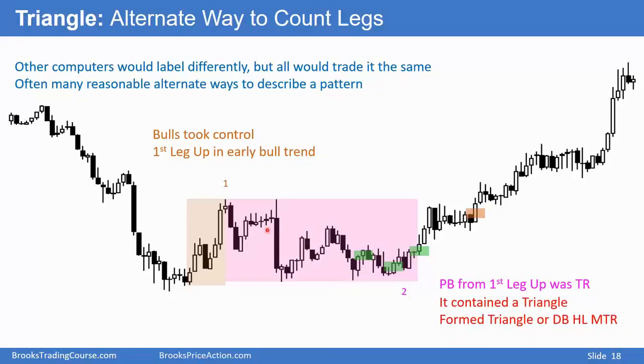If you want, you can call it a triangle, or you can call it a higher low major trend reversal here, or a double bottom higher low major trend reversal. Some bulls will buy above here for a higher low major trend reversal. Bear trend, strong bull breakout, 2 legs down to a higher low, micro double bottom, down, and then up.